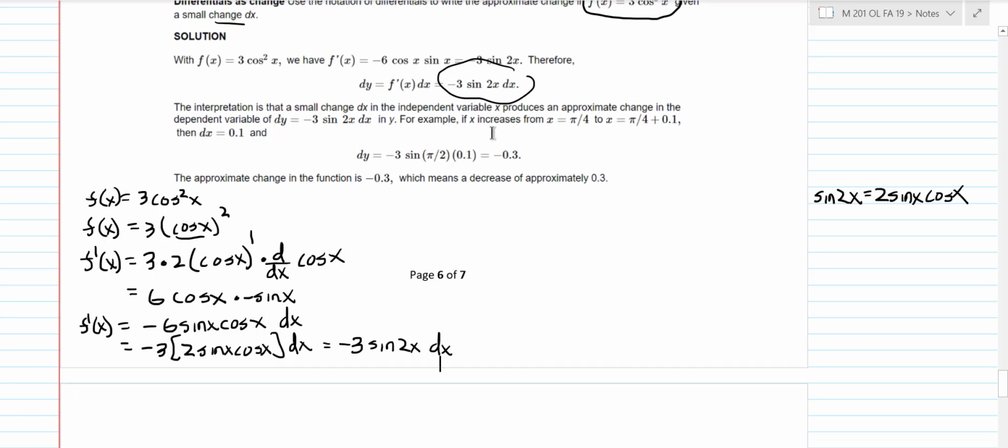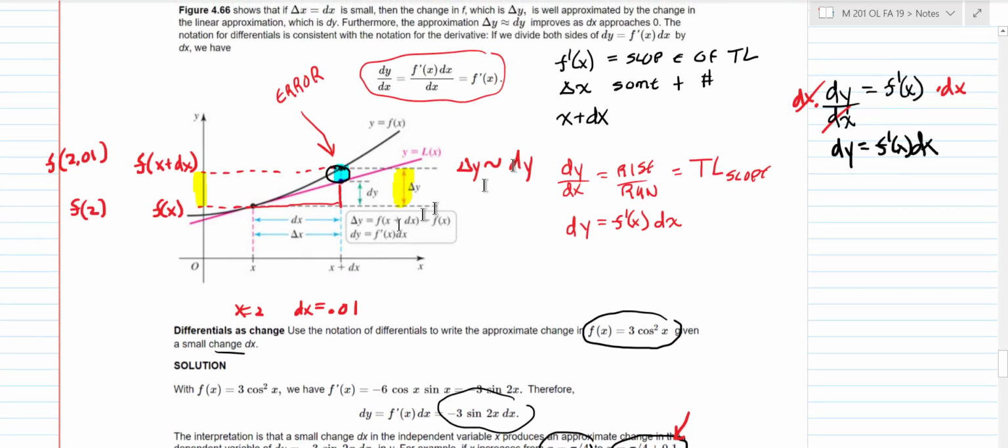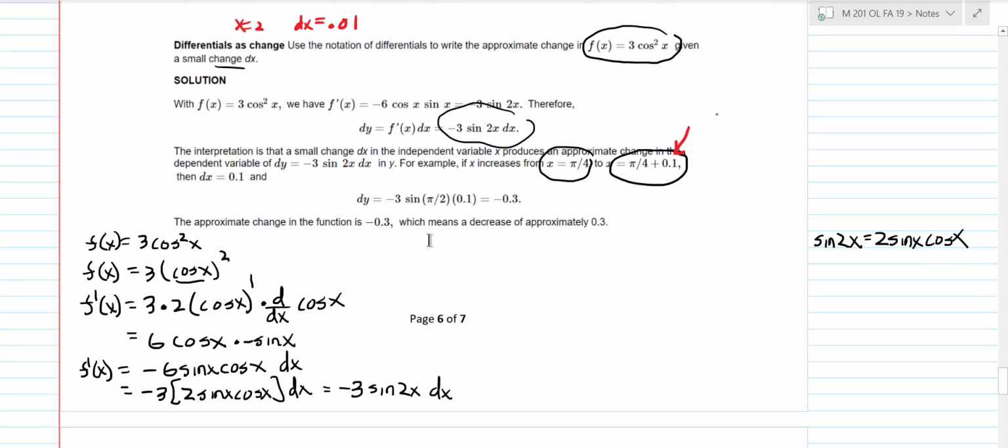So we're going to look at this kind of thing here. We're going from pi over 4 to 0.1, okay? And that 0.1, if you look back in your diagram, that's just moving over a dx amount. So that dx, that differential, is a small number that we're moving up like that, okay? So what we're wanting to do is find dy.